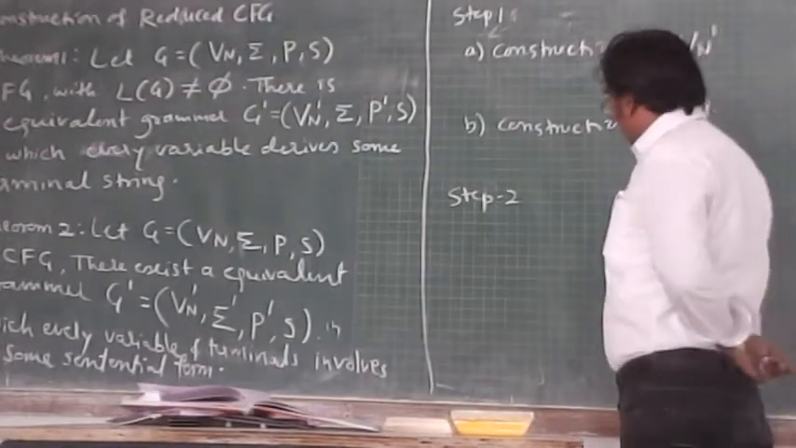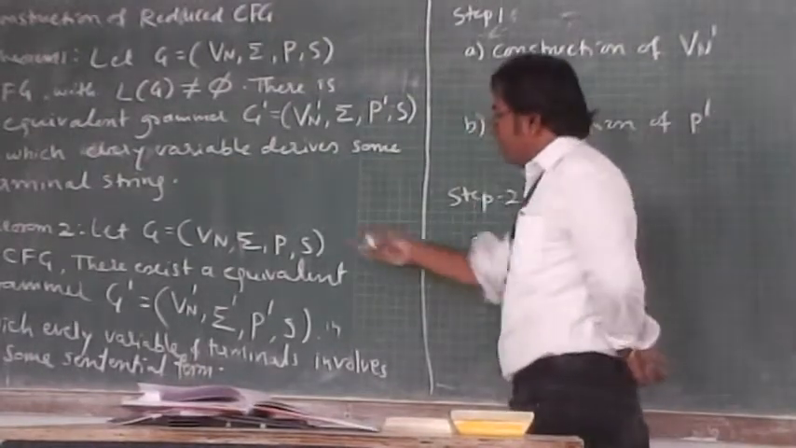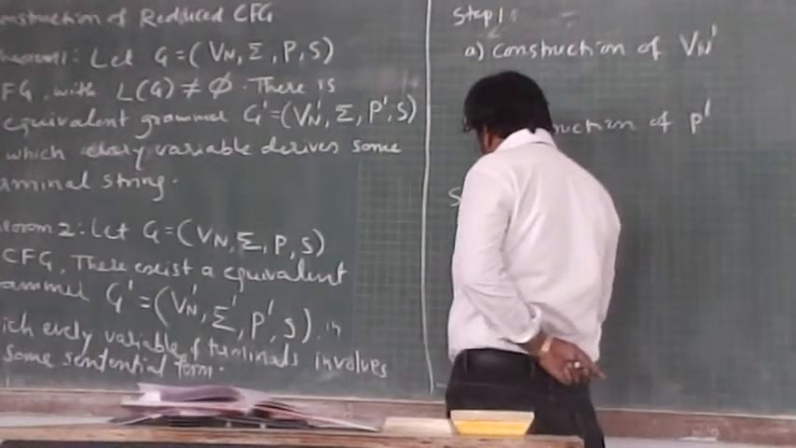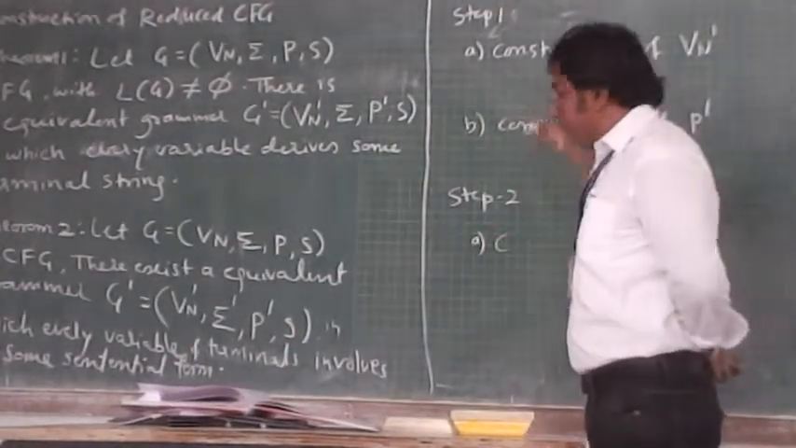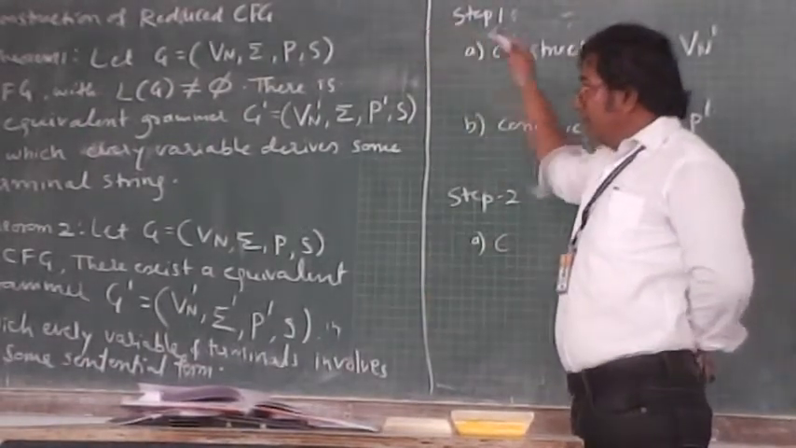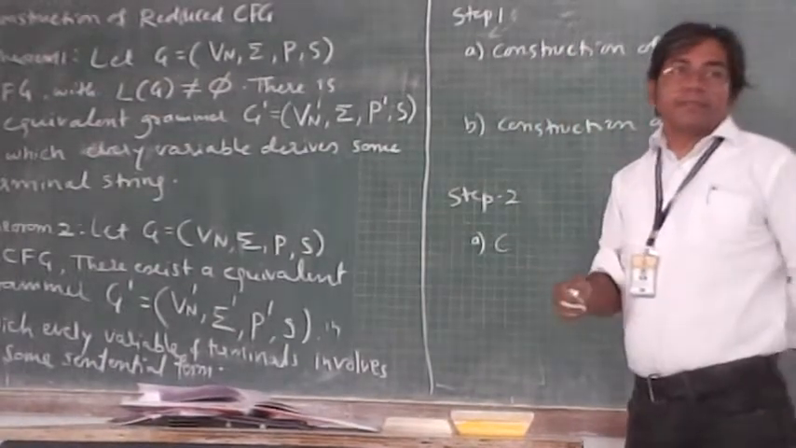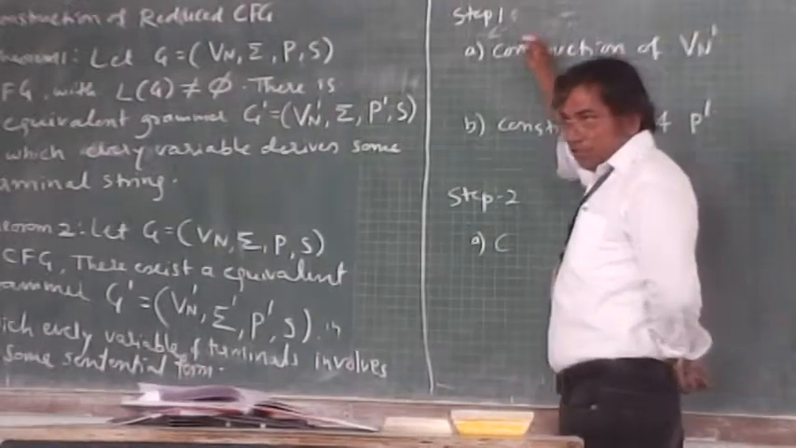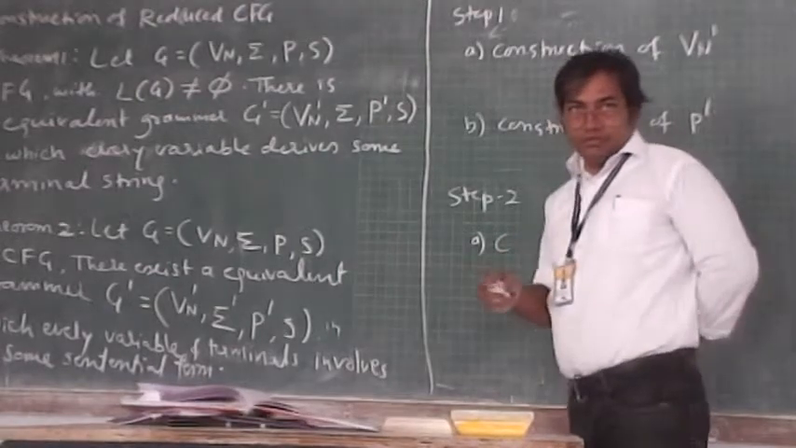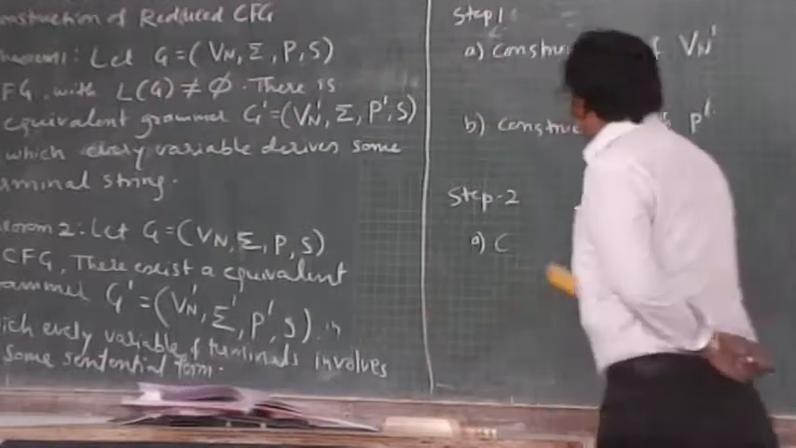Similarly in the second step we look again at two steps, in which we construct. I will come to that point. First of all we should cover this. I wanted to say that this method, construction of reduced grammar, is a two-step process. The first step has two steps and the second step again has two steps. So it is a total four-step process. First of all I will go through the first step.